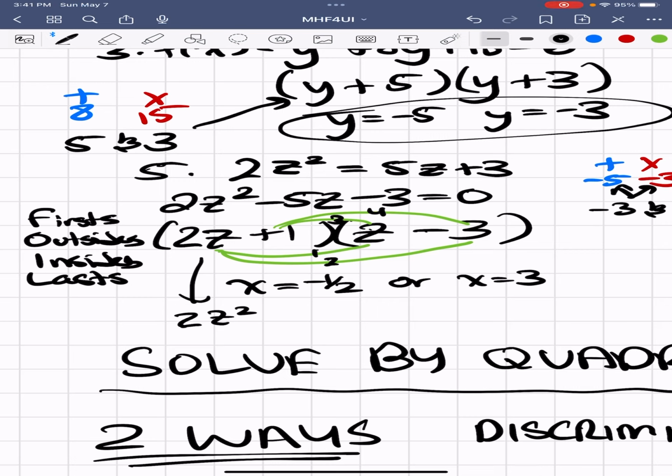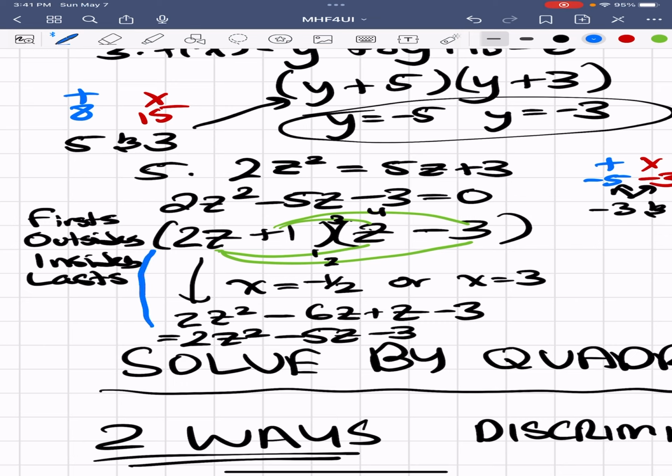So 2z times z is 2z squared. 2z times -3 is -6z. And then 1 times z is positive z. And positive 1 times -3 is -3. And we're left with 2z squared minus 5z minus 3. And as you can see, that is our original equation up here, or the one that we rearranged.